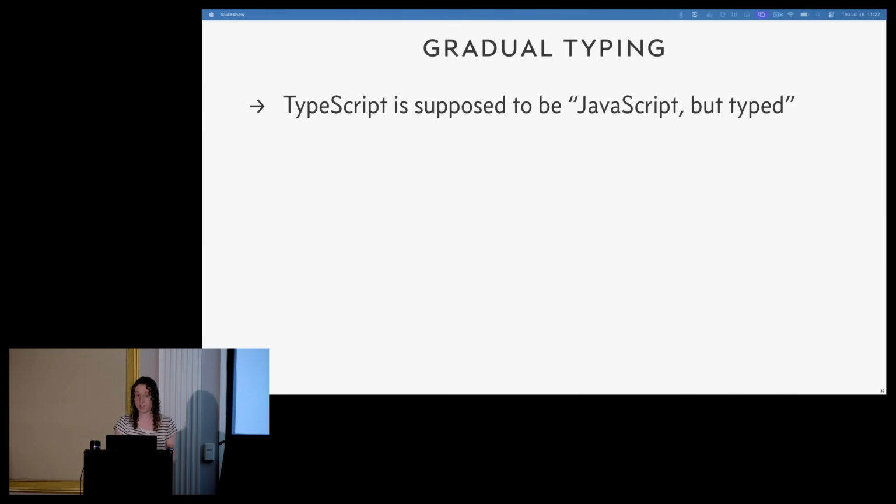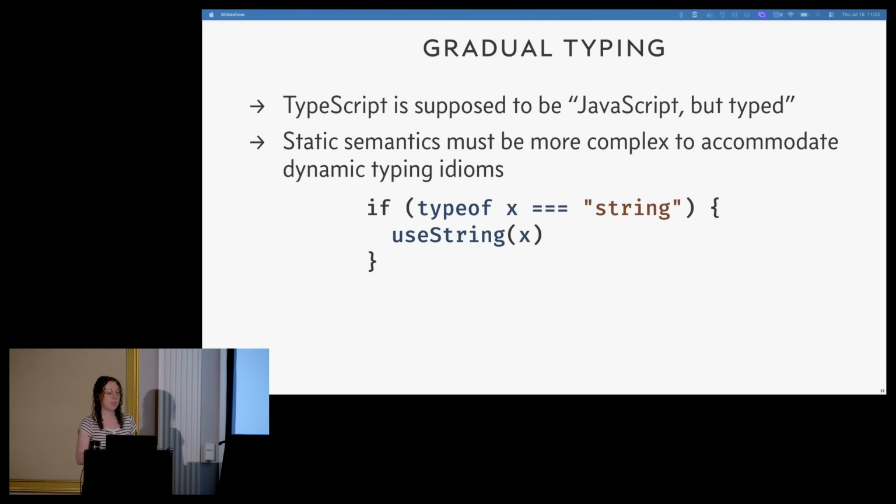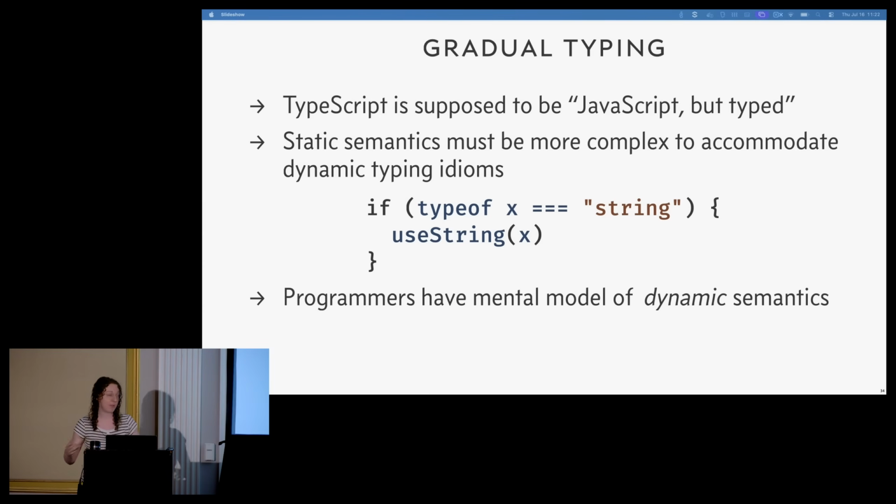And the problem with doing this is that the type system necessarily had to be a lot more complicated, because it had to support dynamically typed idioms, like doing something like this, branching on the result of a type check. And as a result, the type system is much more complex. Like if a language was designed to be statically typed from the ground up, it would usually have some kind of more fit-for-purpose feature. But the idea is that programmers already have a mental model of the dynamic semantics.